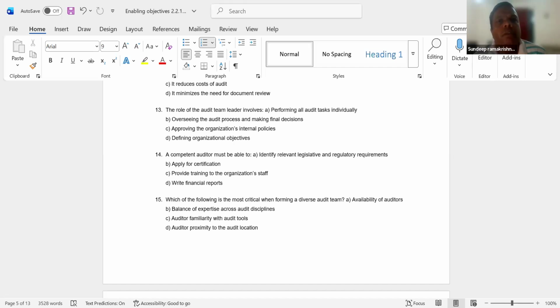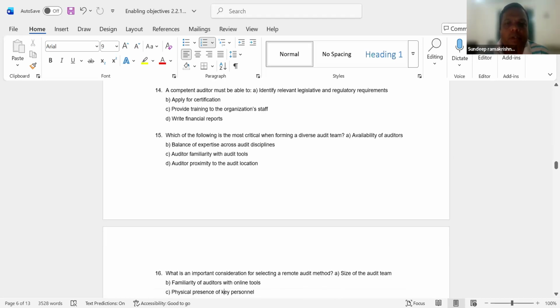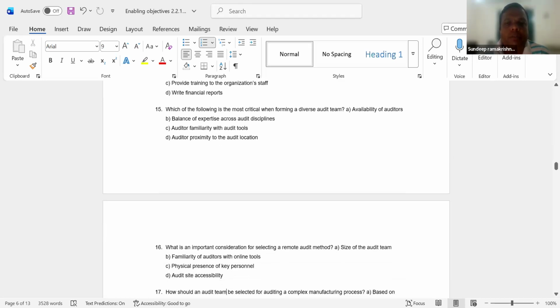Any questions? 13? Next one, sir. Okay. A competent auditor must be able to: A. Identify relevant legislative and regulatory requirements. B. Apply for certification. C. Provide training to organization staff. D. Write financial reports. A only, sir. Yes, A, very good. Right answer. A. Identify relevant legislative and regulatory requirements. Okay. 15. One of you read.